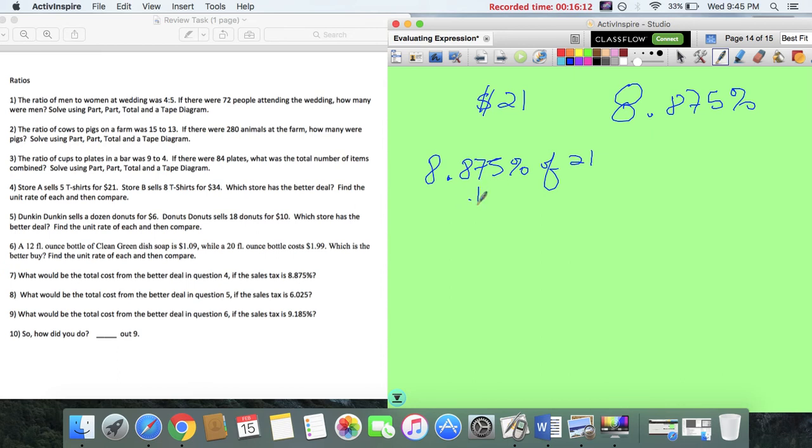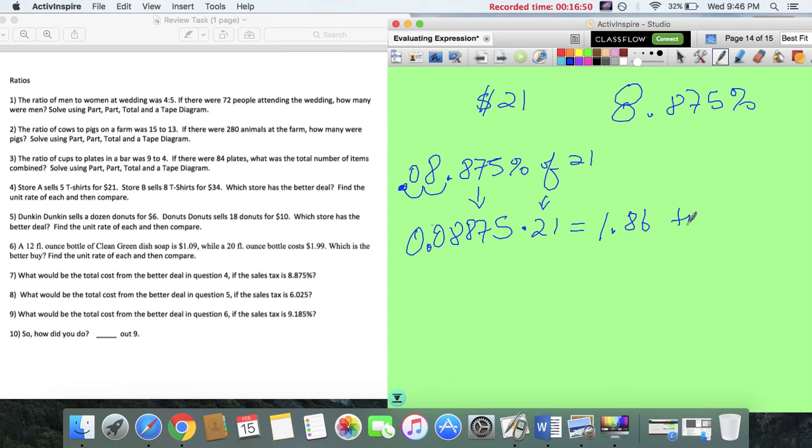So let's change that to a decimal. Move the decimal 2 spaces to the left. 1, 2. Add a 0 here. And your new number is 0.08875. Remember, don't multiply the percent by 21, but change it to a decimal. And of means multiply. So let's see how much tax we would pay. 0.08875 times 21. And in your calculator, you're going to see 1.863, but we can just round it to $1.86.